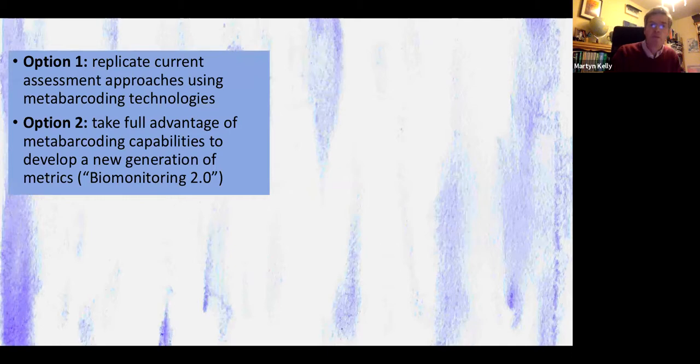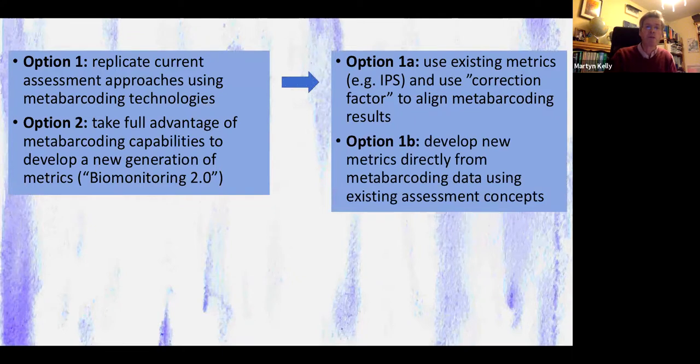So this is where we are with metabarcoding in Europe. We started out with option 1, trying to replicate current assessment approaches. The French group have been advocating the use of correction factors based on the study between biovolumes and RBCL read numbers that would allow us to align metabarcoding results with existing metrics. And in the UK, we've tried to develop new metrics directly from metabarcoding data, but using existing assessment concepts.